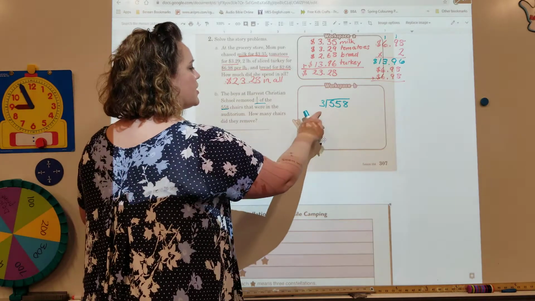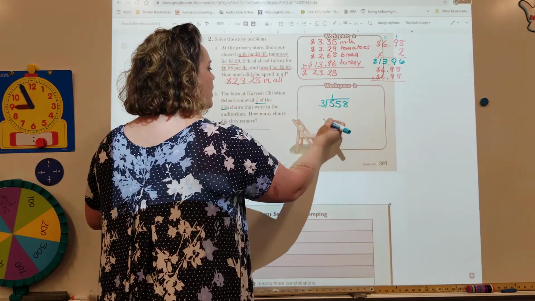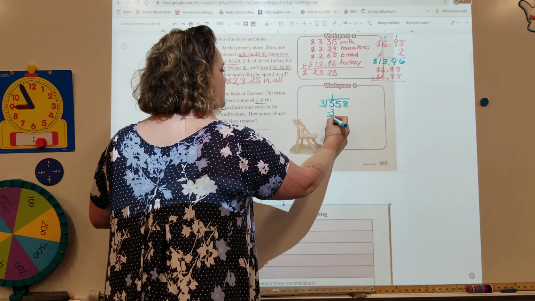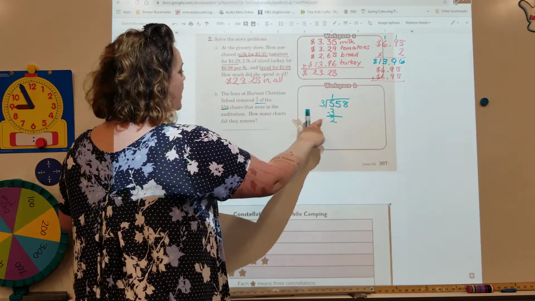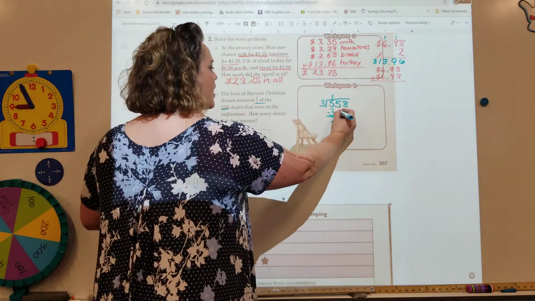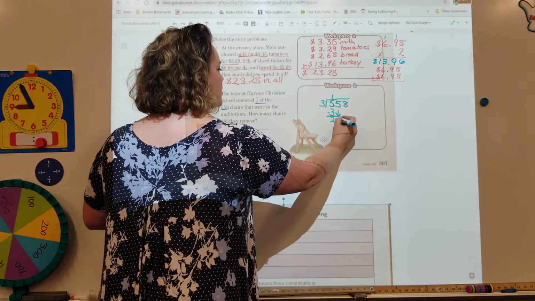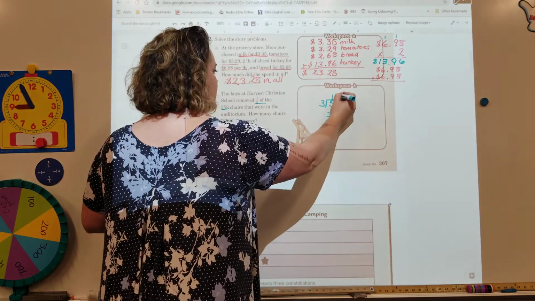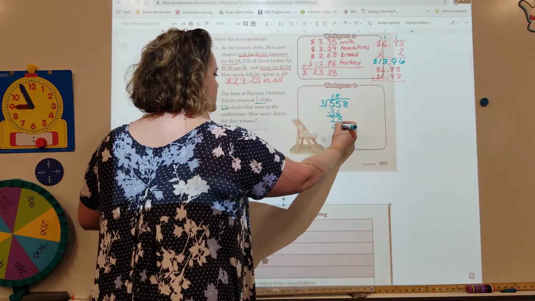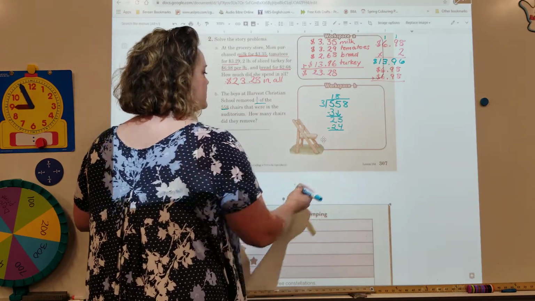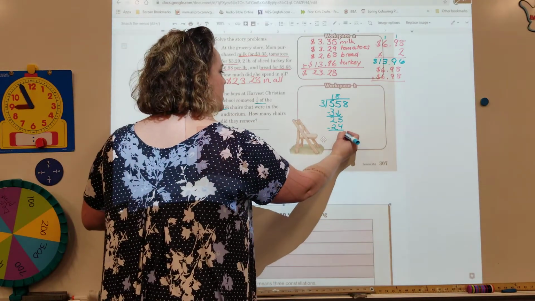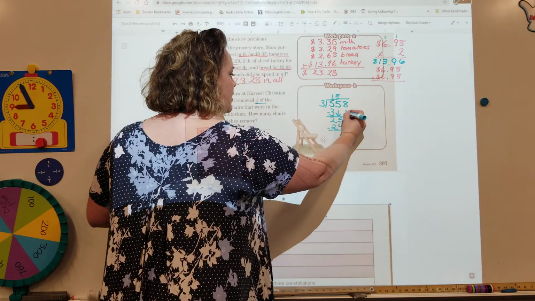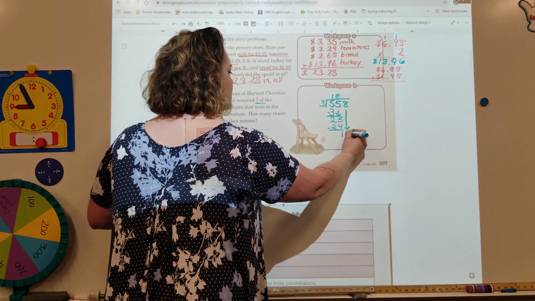So 5 divided by 3 equals 1. 1 times 3 equals 3. 5 minus 3 equals 2. I compare. 3 cannot go into 2. I bring down the 5. 25 divided by 3 is 8. 8 times 3 is 24. 25 minus 24 is 1. I compare. 3 cannot go into 1. I bring down the 8.